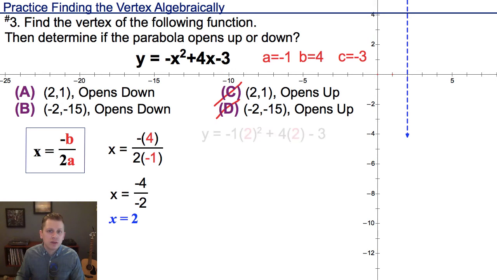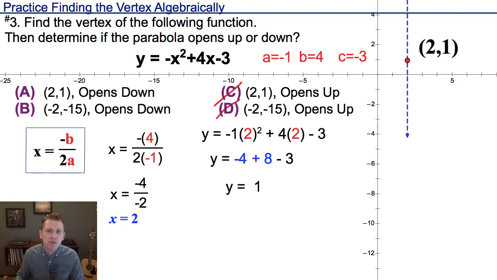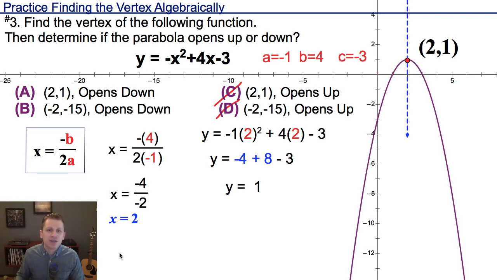Plugging in 2, we would get this. Simplifying, we'd finally get a y value of 1, meaning our vertex is the coordinate 2, 1, and we already decided that this parabola is going to open down. The correct answer here is choice A.